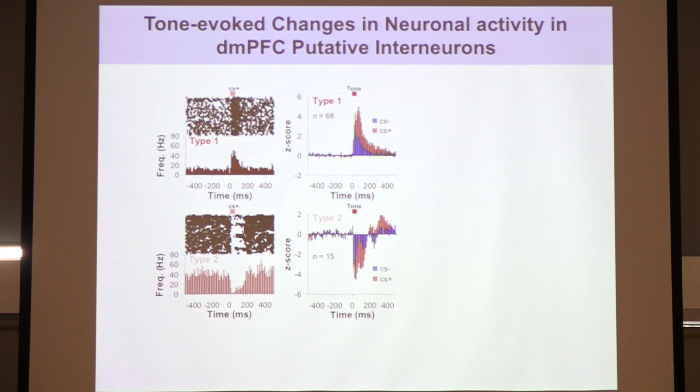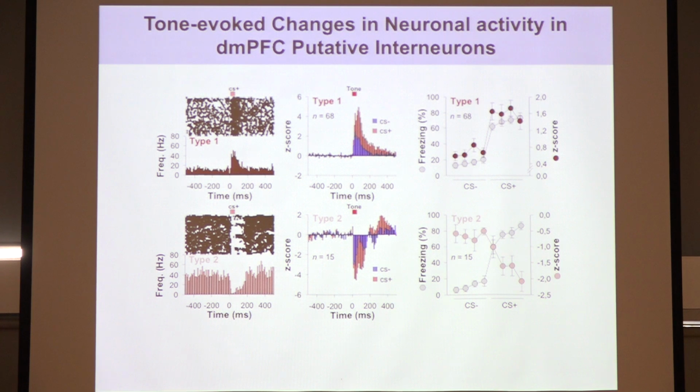So you see that the type 1 neurons were strongly activated to the CS plus in comparison to the CS minus. And the type 2 neurons were strongly inhibited to the CS plus in comparison to the CS minus. This is the quantification of it. We have on the same graph in gray the freezing behavior during the CS minus and CS plus, so low fear, high fear. And on top of it, you have the changes in neuronal activity during the first 200 milliseconds for type 1 and type 2 interneurons.